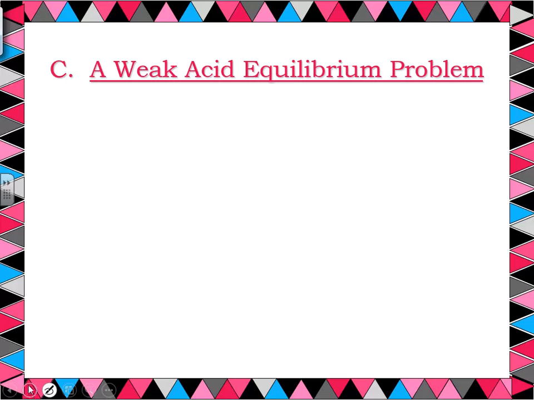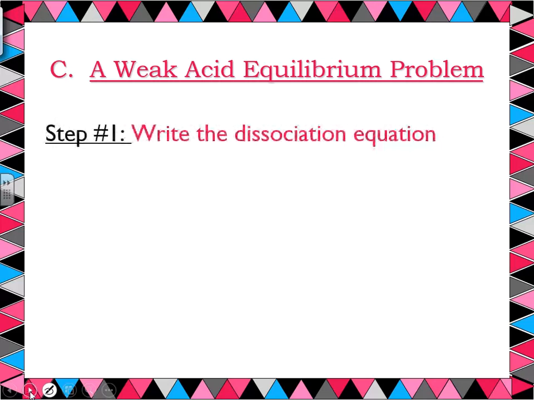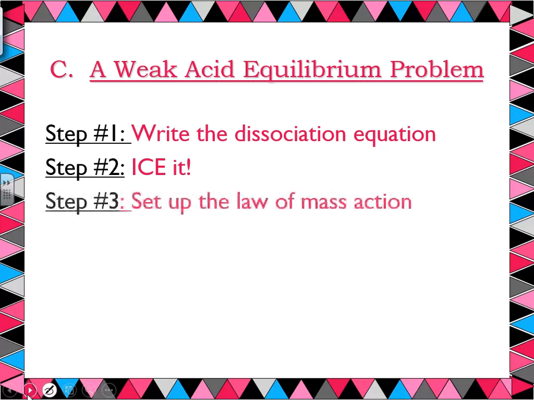So what if it's a weak acid or a weak base problem? How do we handle that? Step 1 would be to write the chemical equation for the dissociation. Since it is a weak acid or weak base, instead of assuming 100% dissociation, we're going to assume equilibrium, and that only about 5% dissociates, because that's what happens with weak acids and weak bases. Step 2 is to ice your problem.